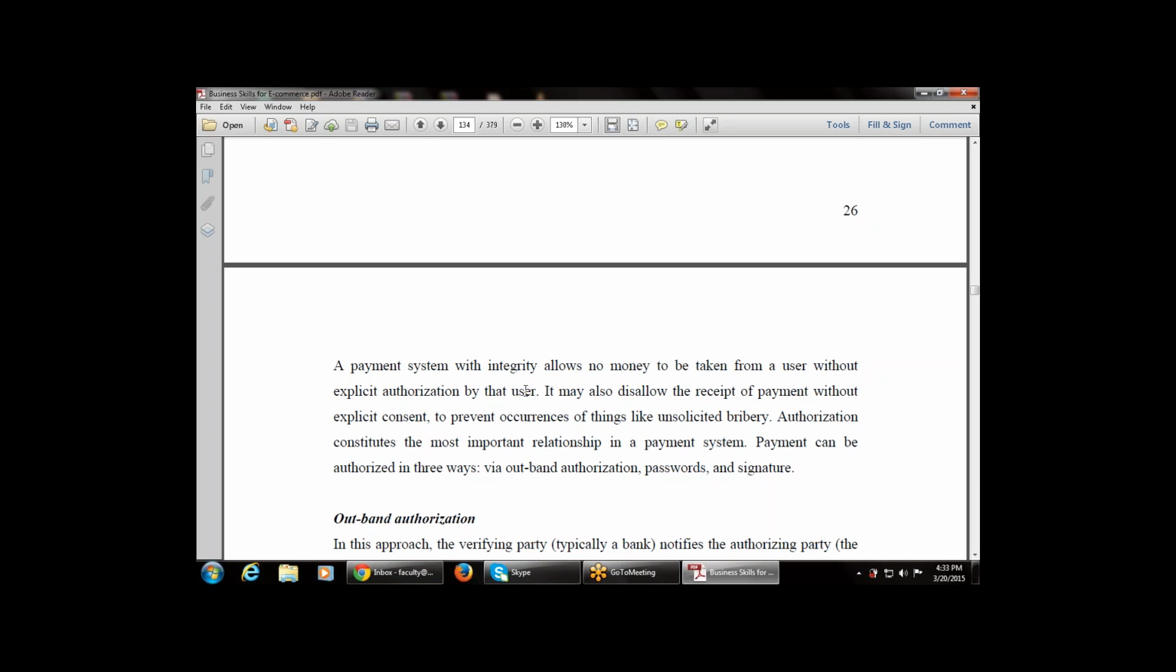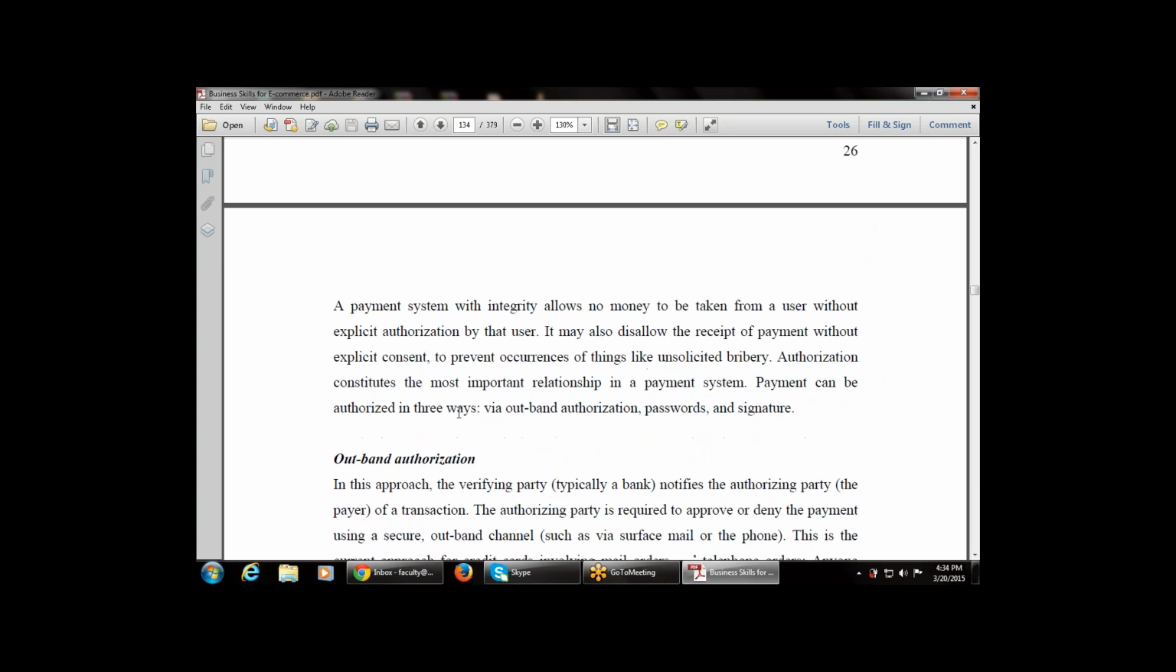So there are three authorization procedures that are used with e-payment. What are the 3 ways? One is the outband authorization, one is the password, and one is the signature. So there are 3 ways in which the payment procedure is done. One is outband authorization. Then there is a password, that is password security. Then there is a signature, also known as a digital signature. So let's start with the 3 authorization steps.